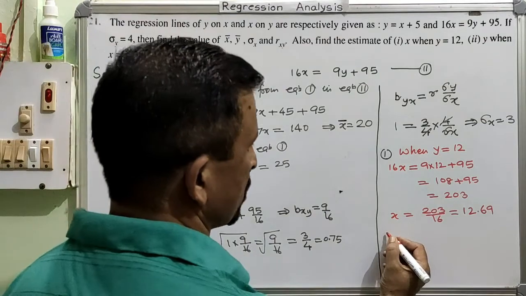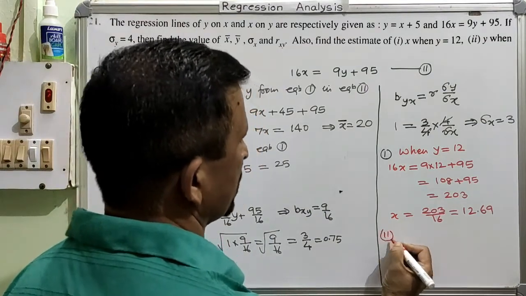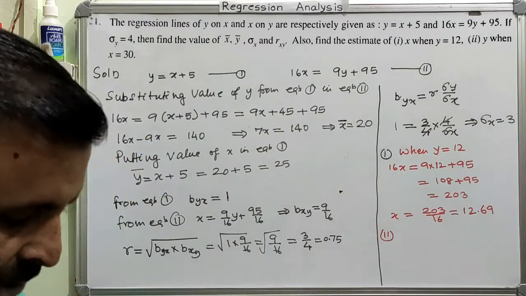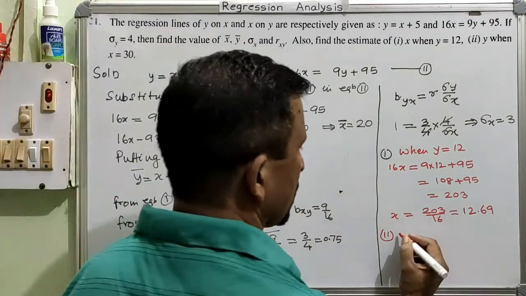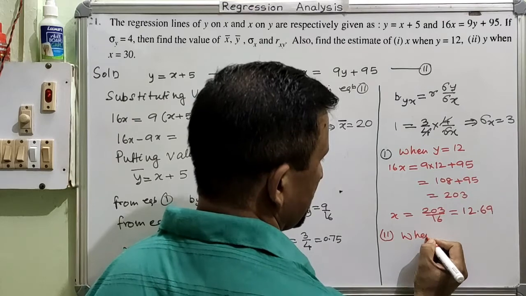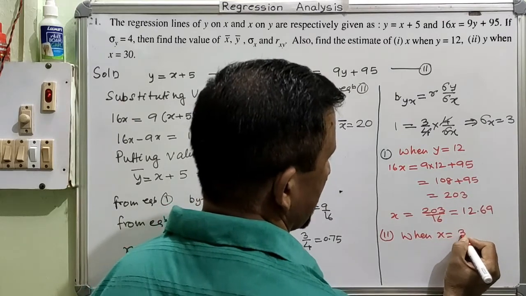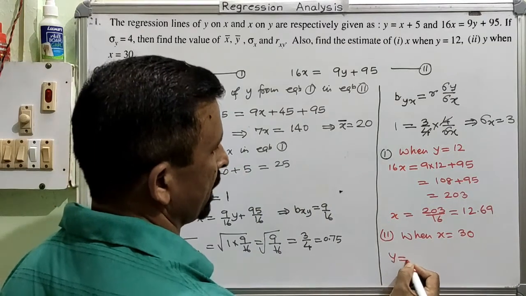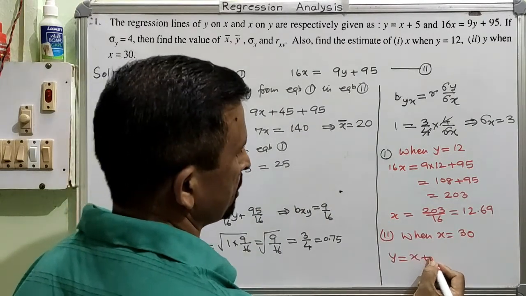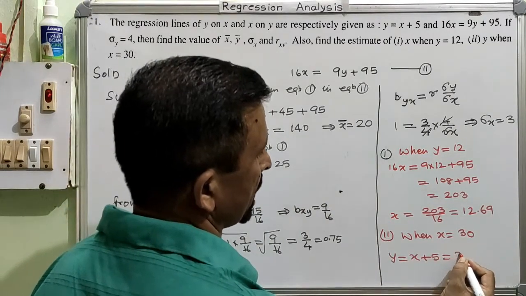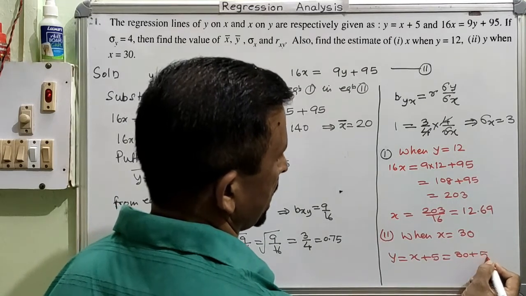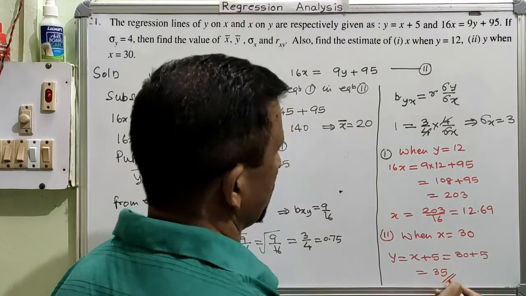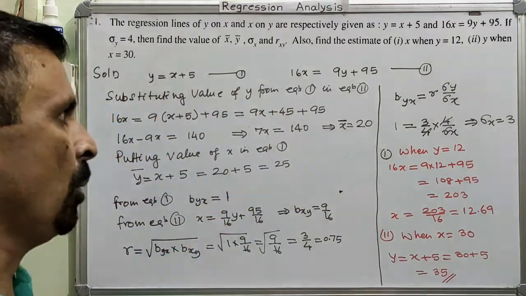Next part of this question is Roman number 2, where we are going to calculate the value of y when x is given as equal to 30. So when x is equal to 30, calculate the value of y. Therefore, y will be equal to x plus 5, that is 30 plus 5. Answer is 35. And this is the completion of your question number 21.